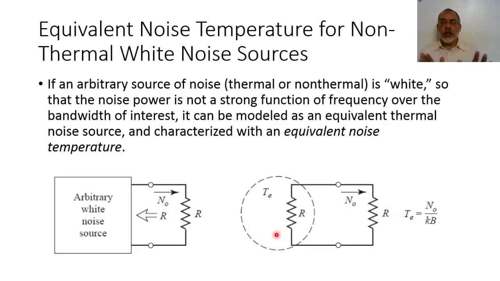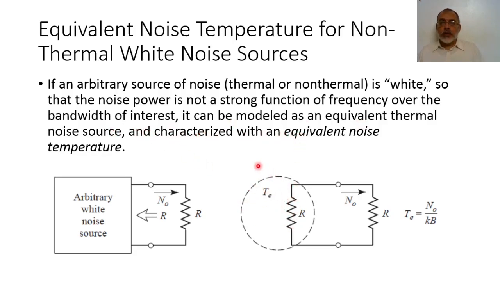This means that any noise source can be replaced by an equivalent resistance such that the value of this resistance equals the load resistance, and the equivalent temperature of this resistance corresponds to the value K TE multiplied by B, which equals the value of the noise delivered to the load resistance. That's what we are seeing here. If an arbitrary source of noise, thermal or non-thermal, but it is a white noise, the main condition is a white noise. So the noise power is not a strong function of frequency, it is flat with frequency over the bandwidth of interest. This arbitrary white noise can be modeled as an equivalent thermal noise source or equivalent resistor, and characterized by equivalent noise temperature TE.